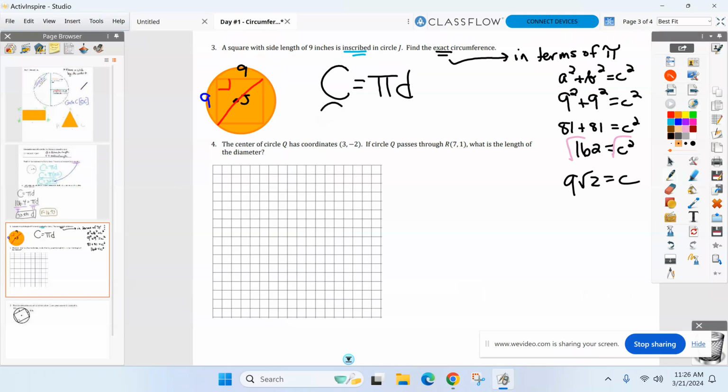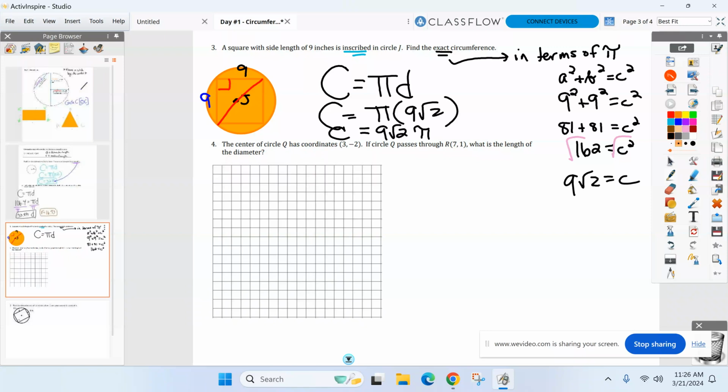All right. Diameter. That's completely acceptable. That's in terms of pi, right? That's completely acceptable. If you want to change it, 9 radical 2 pi. Just please make sure the pi is clearly out of the radical.